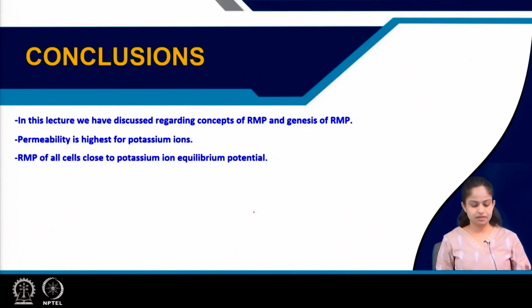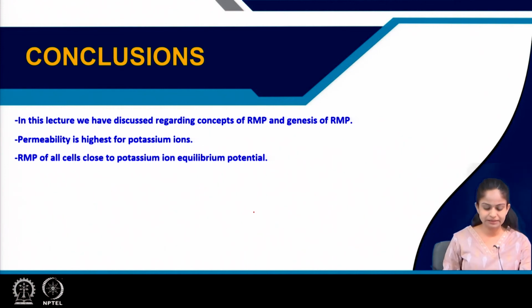So, with this we come to the concluding part of the chapter, where we have discussed what membrane potential is, the resting membrane potential, and how the resting membrane potential is generated. The most important thing to remember is that the permeability is highest for potassium ions, which gives rise to the resting membrane potential. In most of the cells, the resting membrane potential lies close to the potassium equilibrium potential.